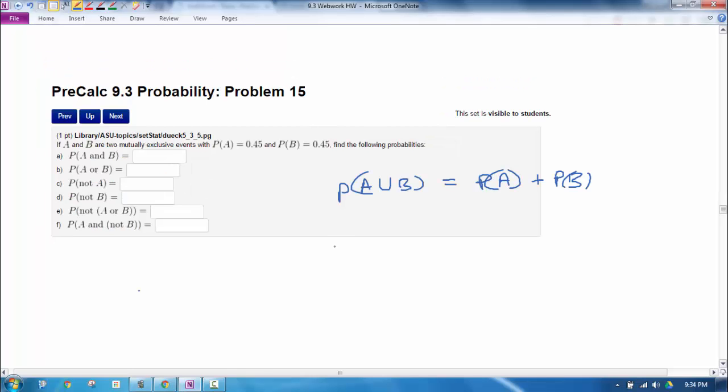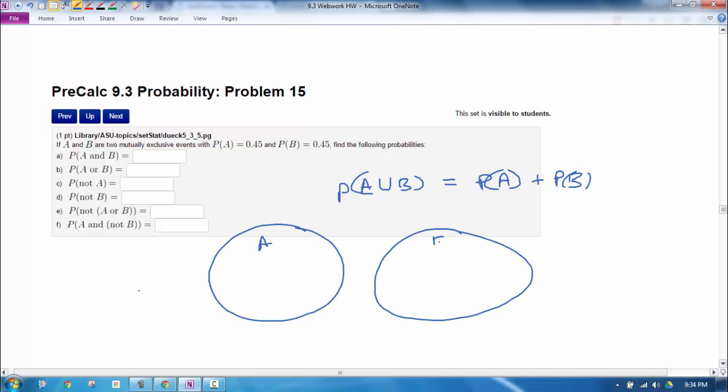Okay, the next problem, problem 15, we're going to draw a Venn diagram here, but these two circles don't overlap at all because they're mutually exclusive. So that means that when we subtract for the probability of A or B formula, there is no intersection. So that's just 0. So there is no intersection between A and B. A or B then is just the two added up, which is 0.9.